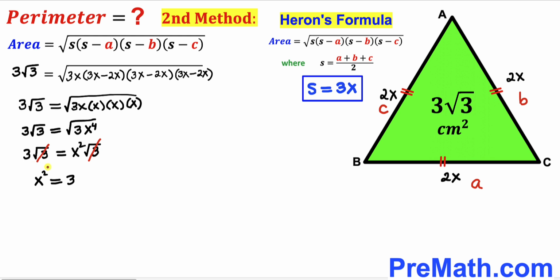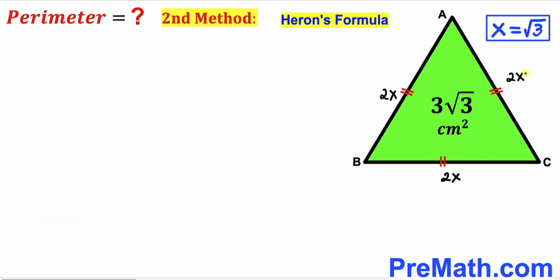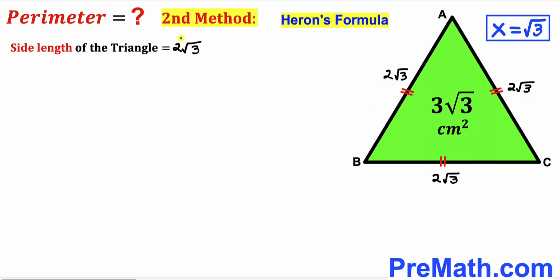And I'm going to undo this square by taking a square root on both sides. So therefore our x value turns out to be square root of 3. And if we substitute that value x over here, then this side length is going to be 2 times square root of 3. And since we are dealing with this equilateral triangle, all these side lengths are going to be 2 times square root of 3 across the board. So thus the side length of this triangle turns out to be 2 times square root of 3.